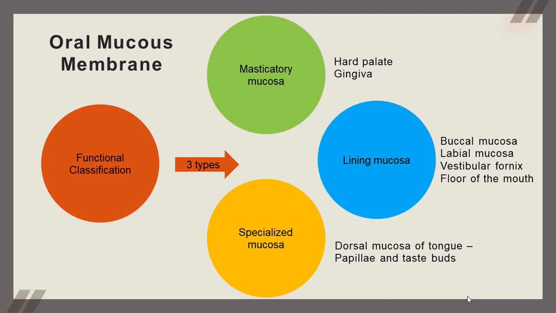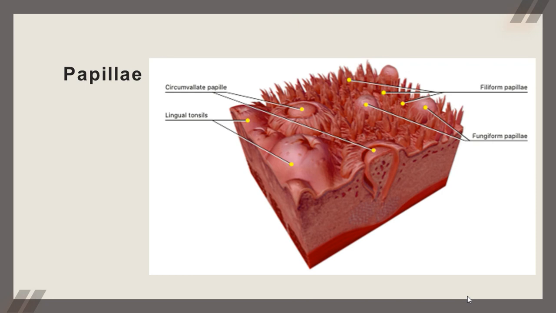The third type of mucosa is specialized mucosa. As the name suggests, this particular mucosa has a certain specialized function, and in the oral cavity, that specialized function is the perception of taste. So specialized mucosa gives taste perception to the oral mucous membrane, and as you all know, taste perception is present in the tongue. So specialized mucosa will be seen on the dorsal mucosa of the tongue, and it includes the papillae and taste buds. This specialized mucosa we will see in detail.